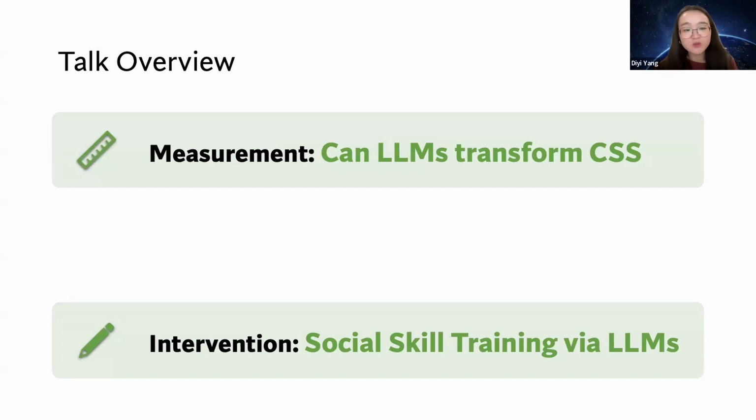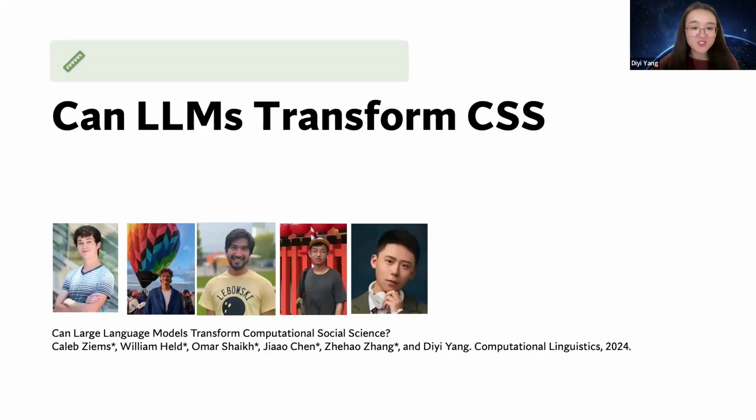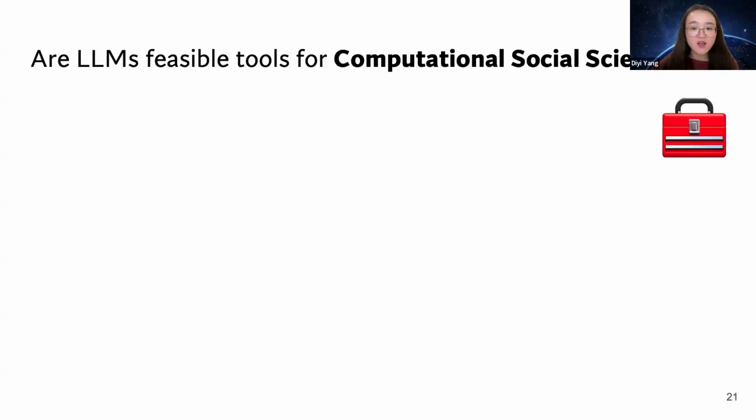In the end, I will also talk about some concerns of using large language models in the social science domain, and then we can talk about how to deal with them moving forward. So let's get started. The first one, can large language models transform computational social science?